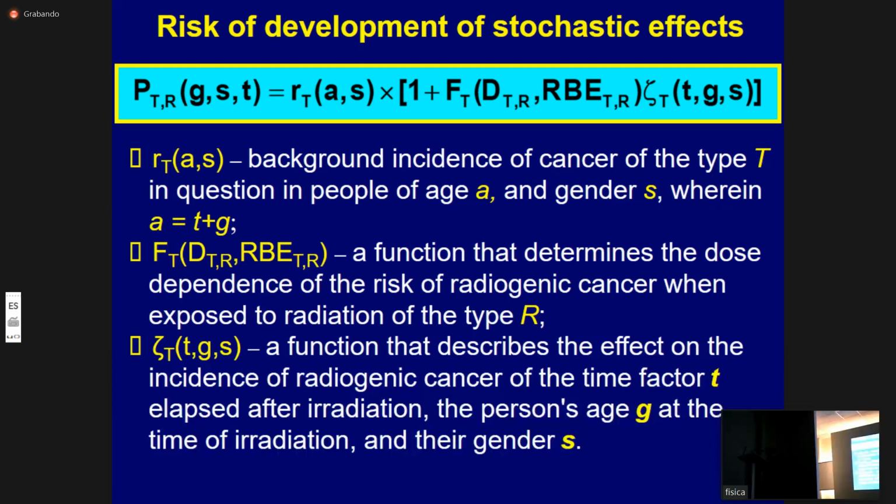The development of stochastic effects during irradiation: the time factor plays a very important role in the development of radiogenic cancer. For example, the presence of a latent period for cancer development makes it almost impossible that radiogenic cancer will be diagnosed during a period of time after exposure that will be noticeably shorter than the duration of the latent period.